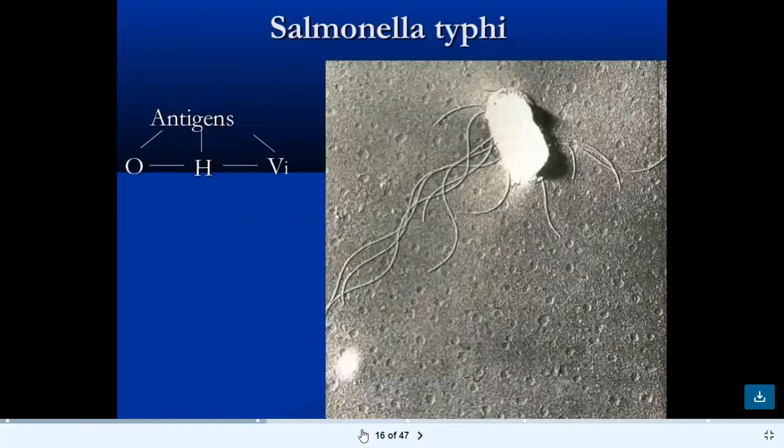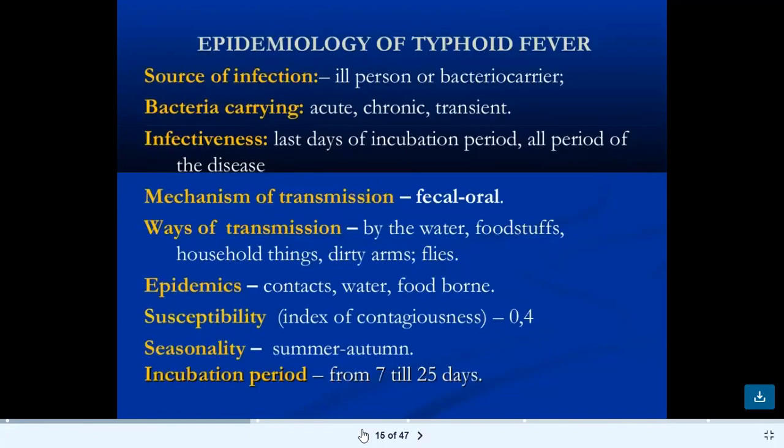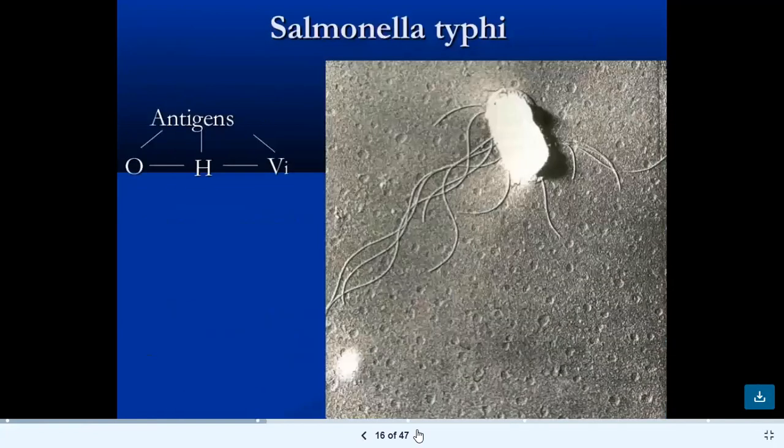Susceptibility, index of contagiousness is from 0 to 4. Seasonality: it mainly occurs in summer and autumn. The incubation period for typhoid fever is about 7 to 25 days. And it's caused by Salmonella typhi, which has a long flagella-like structure.